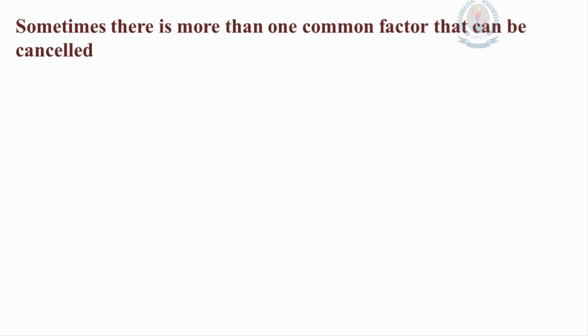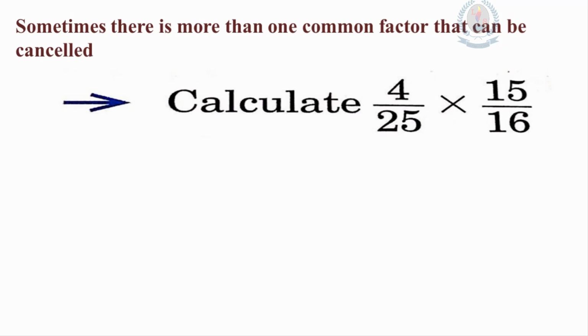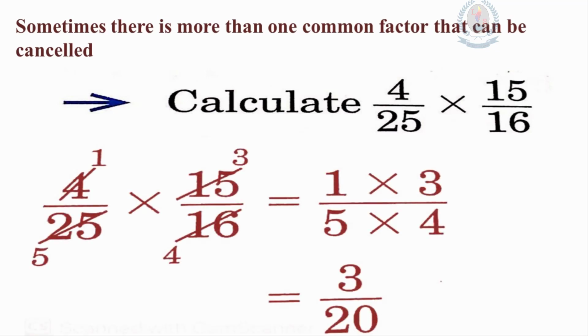Sometimes there is more than one common factor that can be cancelled. To understand this, let's look into an example. Calculate 4 over 25 multiplied by 15 over 16. Now, let's look into the answer. The first fraction's numerator and the second fraction's denominator should be simplified in a cross manner, not in a horizontal manner or a vertical manner. Both should be simplified in the cross manner.